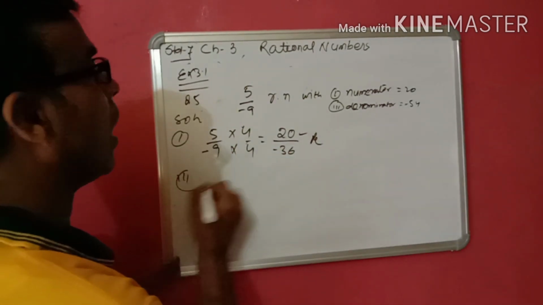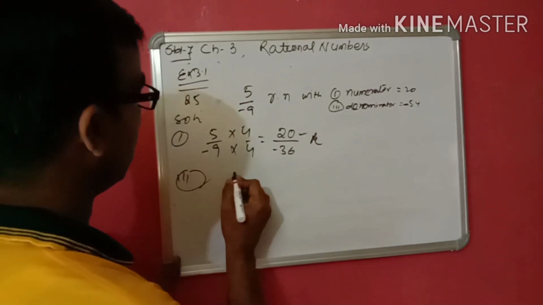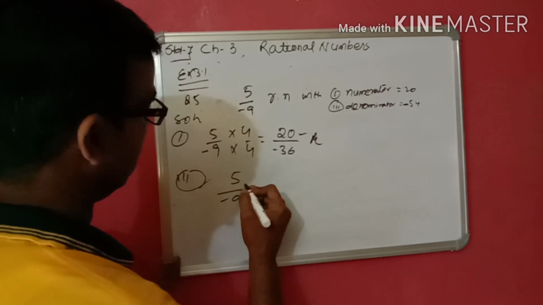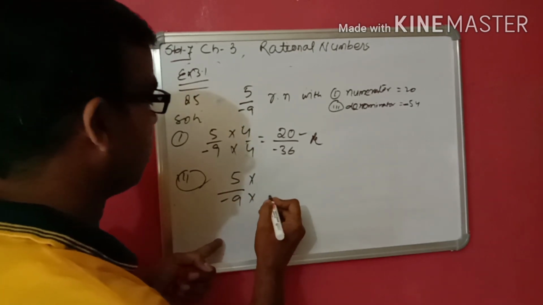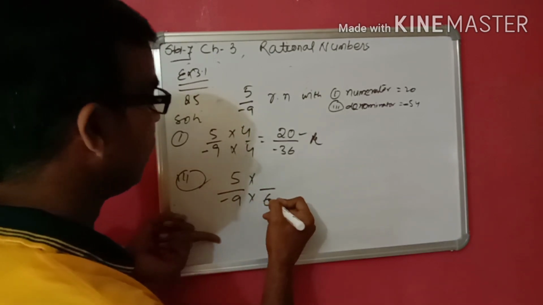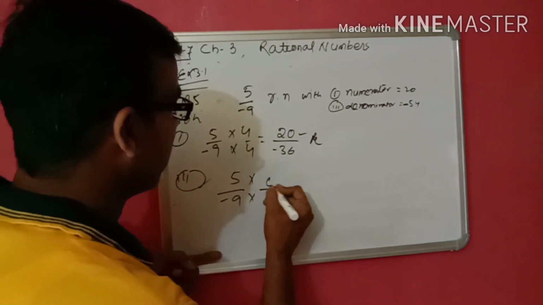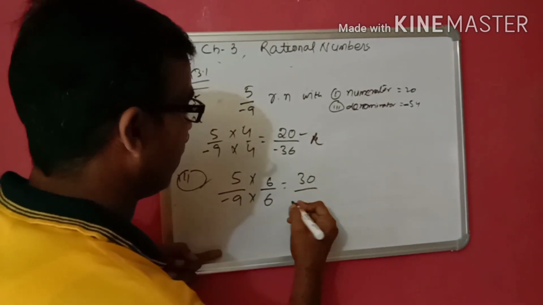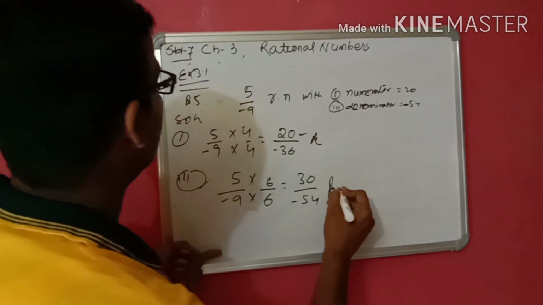Now 1/3, we have to make the denominator 54, and the number is given as 5 by minus 9. So I have to make the denominator 54, which means I have to multiply by 6. If I multiply the denominator by 6, we have to multiply the numerator by the same number also. Therefore this will be 30 by minus 54. This is your required answer.